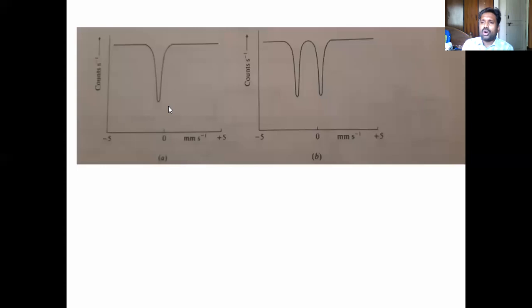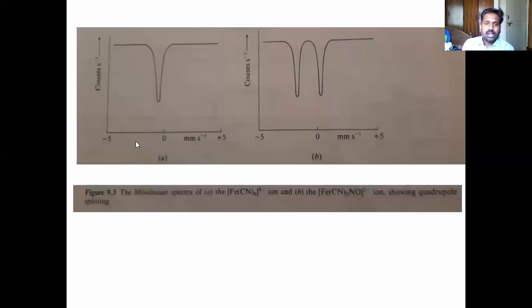This is the spectra of potassium ferrocyanide, K4[Fe(CN)6]. Anyway, the complex ion is what matters; what the other counter ion is, is not important. Iron is important because iron is a Mossbauer active nucleus. It is giving you a single line.